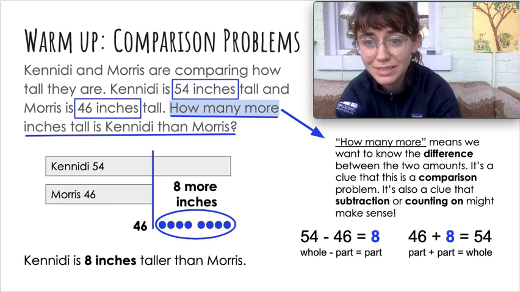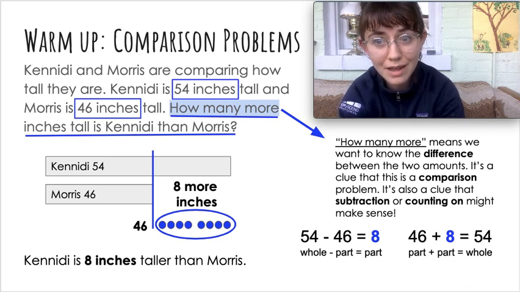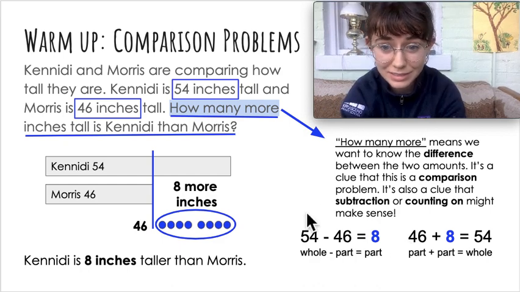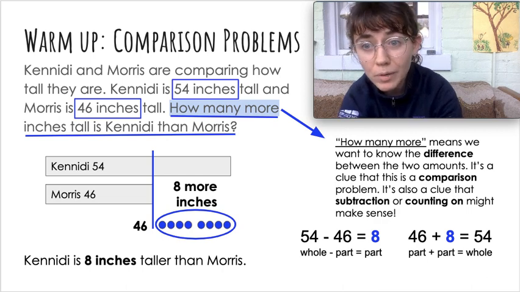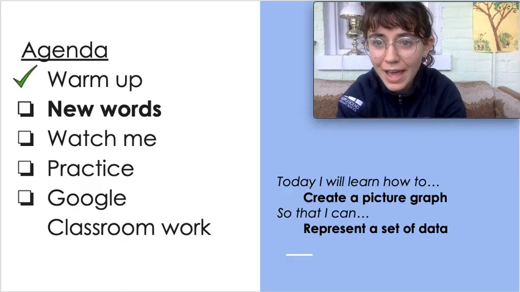And then when we look at our tables and answer questions about our data, we are also going to answer a lot of comparison problems. So the easiest trick to know is that subtraction or counting on is the best way to solve if it's asking you how many more or how many less. But that's all for that for now.